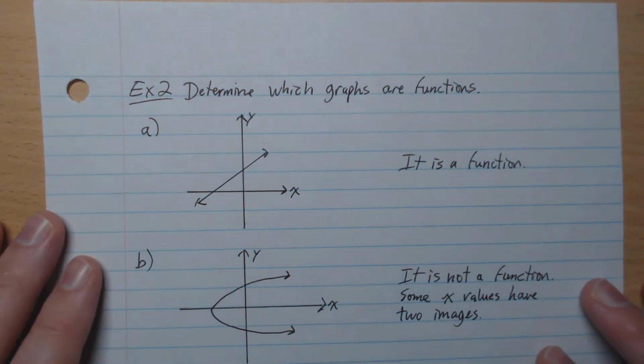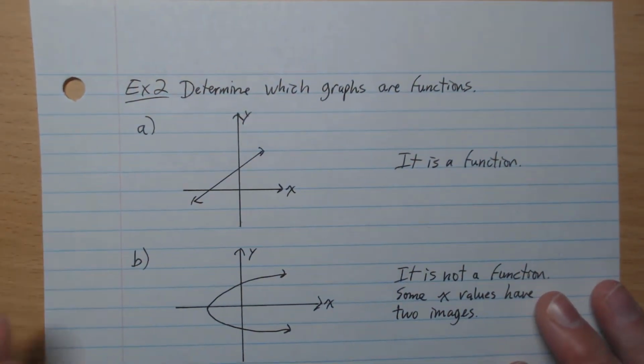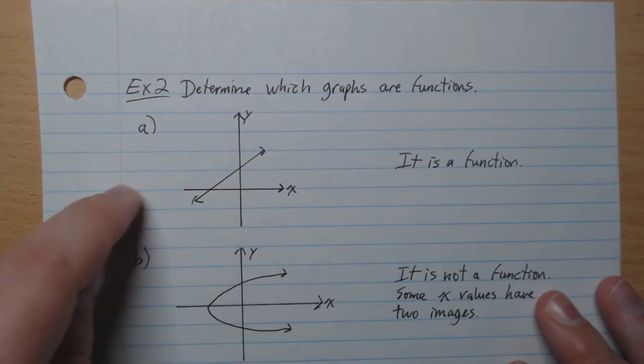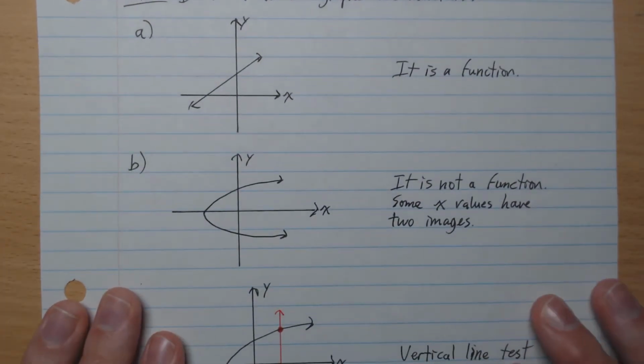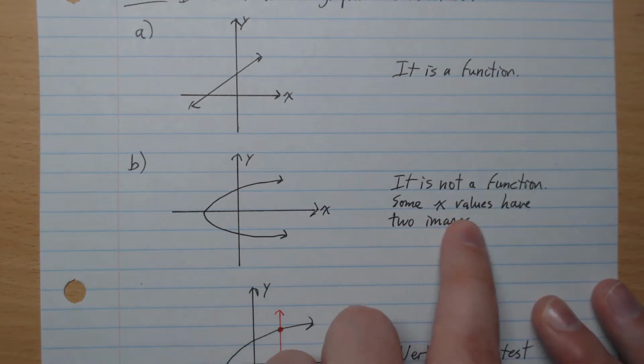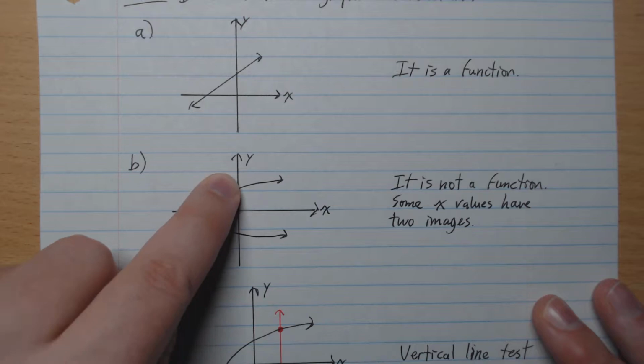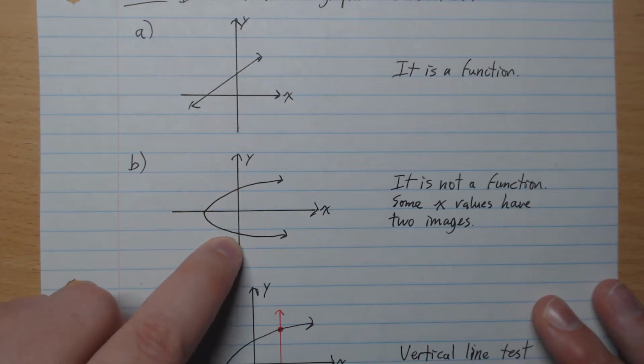Okay, example 2. Determine which graphs are functions. So here, A, it is a function. Every x is being sent to one y. B, it is not a function. Some x values have two images. So x at 0, for example, has this as an image and this as an image.